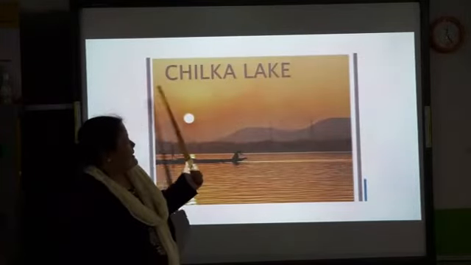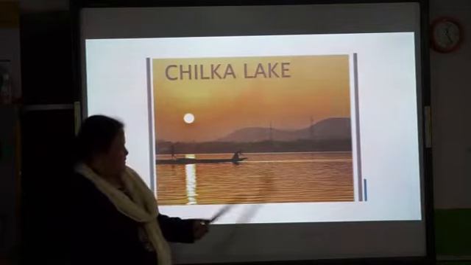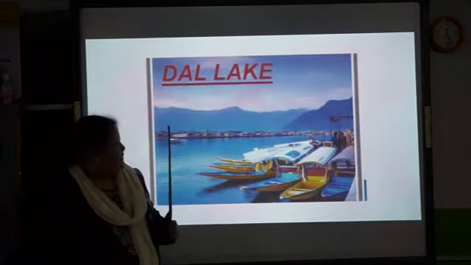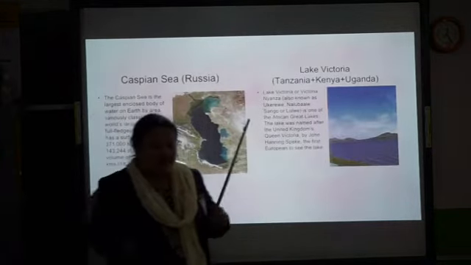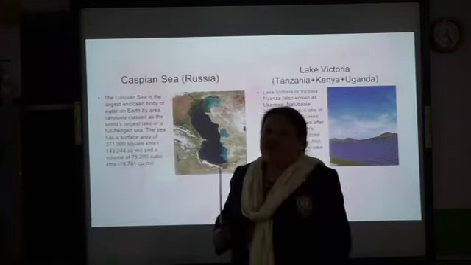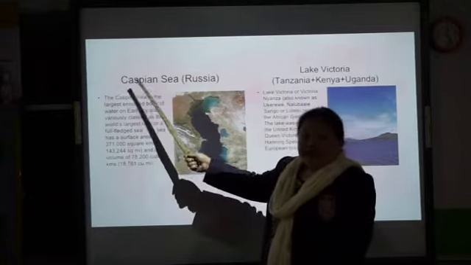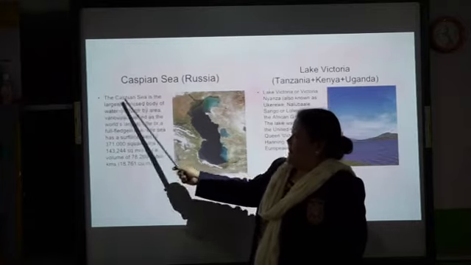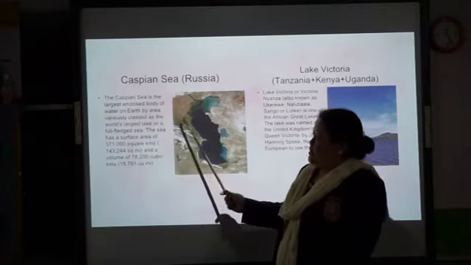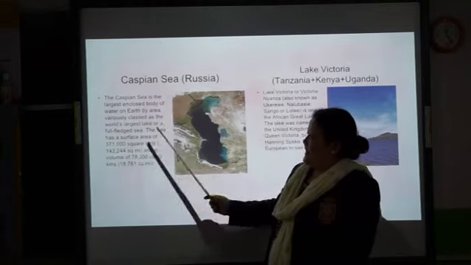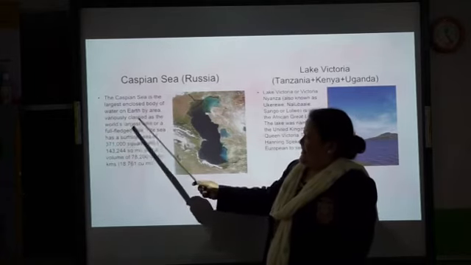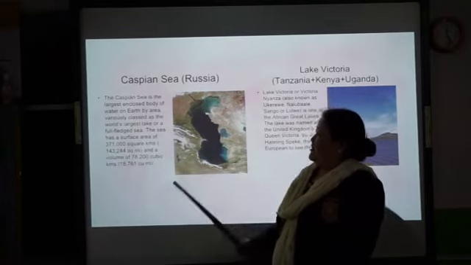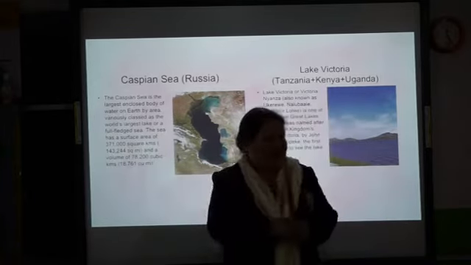Now these are some lakes which are found in India also. The Chilka lake is there. The Dal lake is there. Now there are other lakes which are found in other parts of the world. The Caspian Sea is also a lake, in Russia. The Caspian Sea is the largest enclosed body of water on Earth by area, variously classed as the world's largest lake or a full-fledged sea. So it is in Russia.